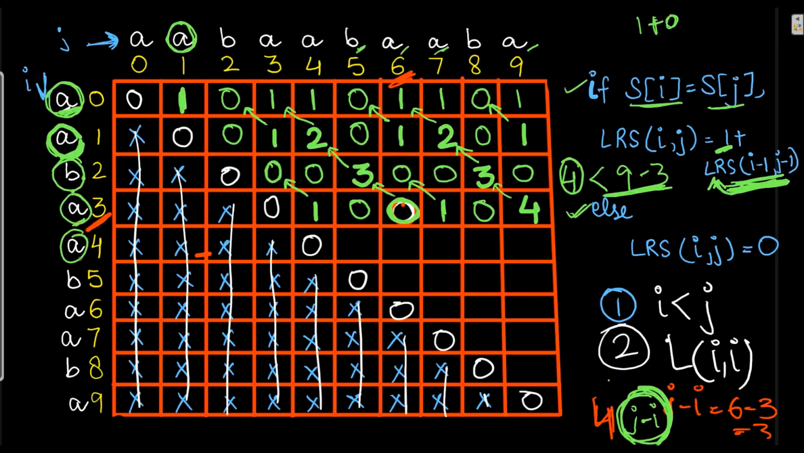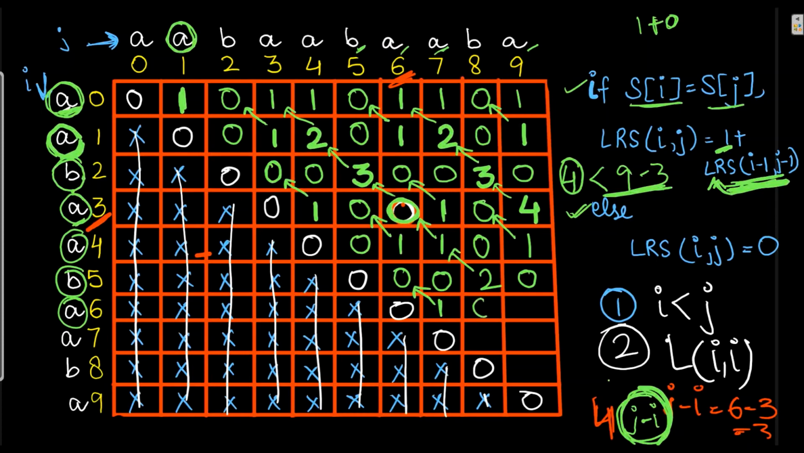Similarly, I'll go for this A. A is not matching with B. A is matching with A. So 1 plus 0 will be 1. Then is A matching with A? Yes. So I'll put 1 plus 0. Then is A matching with B? No. A is matching with A? Yes. 1 plus 0 will be 1. Similarly for B, I'll go fast. B is matching with A? No. B is matching with A? No. B is matching with B this time. 1 plus 1 will be 2. B is matching with A? No. Then we'll go for A. Is A matching with A? Yes. 1 plus 0 will be 1.